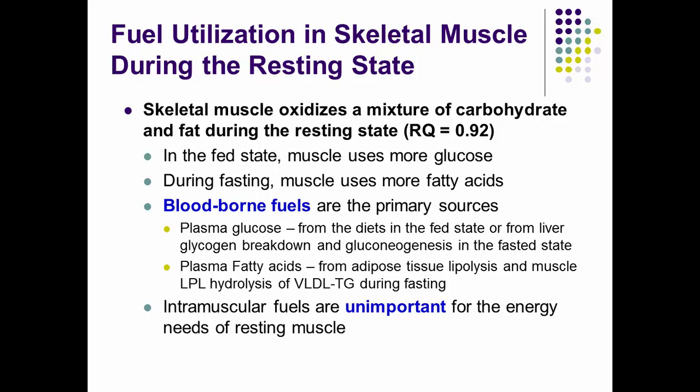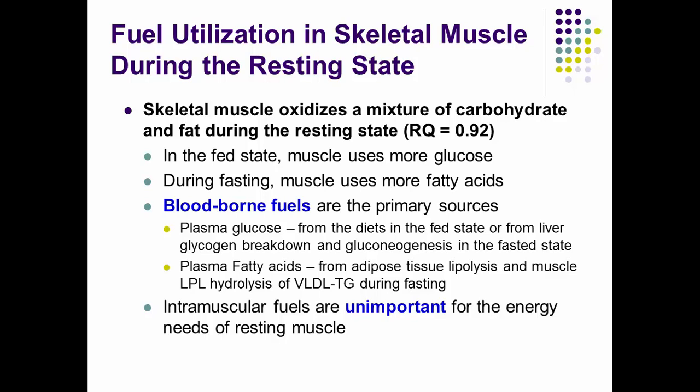We're going to talk about later what the RQ 0.92 means, right? When we get there. So in the fed condition, muscle utilizes more glucose, and glucose is a major energy fuel for the skeletal muscle in the fed condition. I'm talking about a resting condition, right? Resting state. And during fasting, muscle utilizes more fatty acids and even ketone bodies, right? In very long-term starvation.